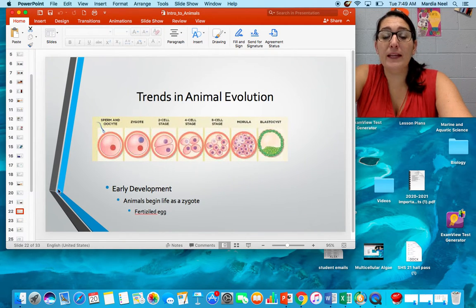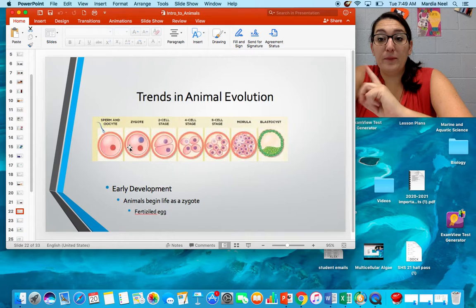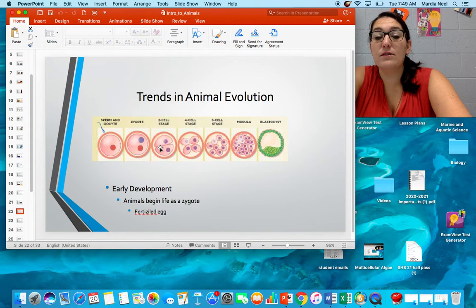Animals begin life as a zygote. That's right down here. So this is your egg. This is your sperm. The sperm fertilizes the egg, and you have a zygote. That's one cell big. That one cell divides into two cells, divides into four cells, divides into eight cells, divides into 16 cells, divides into 32 cells. When we get to this point, we call it a blastocyst.